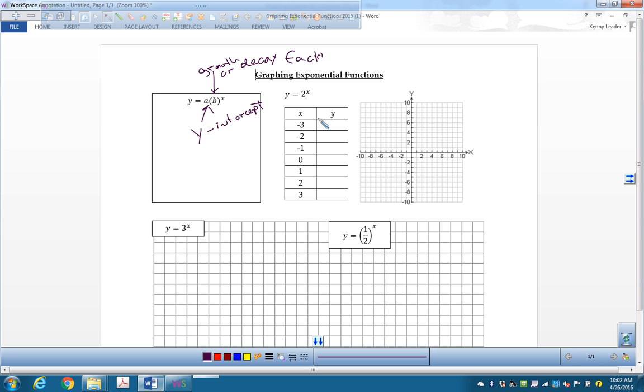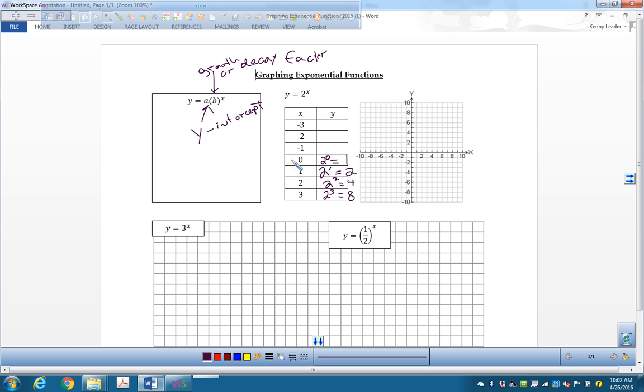So let's just graph one exponential function by hand. We're going to graph all of these by hand. 2 to the x. This is a tricky one, okay? Let's start actually with 0. What's 2 to the 0 power? Anything raised to the 0 is equal to 1. 2 to the first power is 2. 2 to the second power is 4. 2 to the third power is 8. So I'm going to graph these points on here.